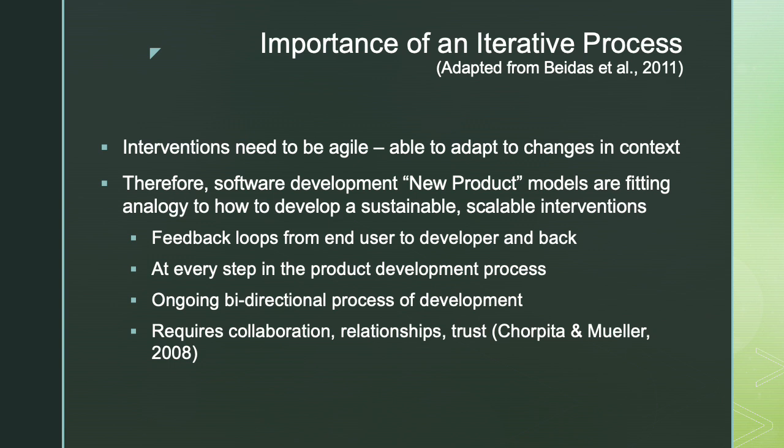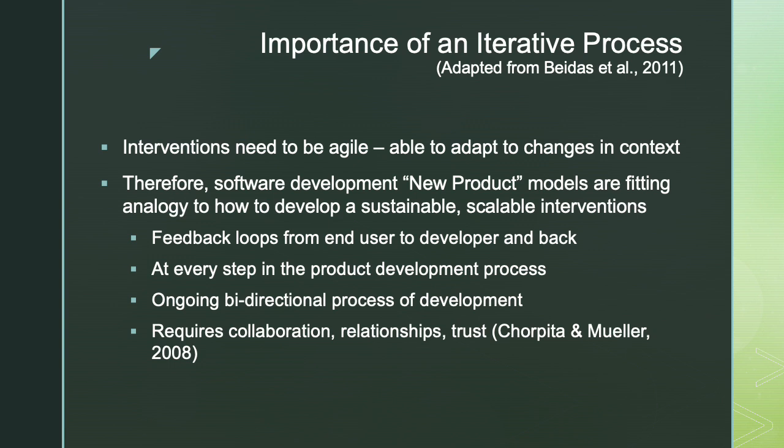Now, in a new product model, you basically create these feedback loops that go from the end user, so if you were studying a therapy, that would be the person receiving the therapy, to the developer, the person who created the therapy, and back again. You could also have feedback loops in that analogy from the therapist. Maybe you're studying how well you've trained the therapist to implement the intervention, while you're also trying to understand from the therapy participant how satisfied he is with the intervention. So you have these feedback loops from the end user to the developer and back.